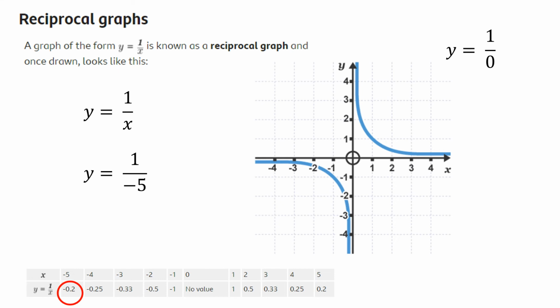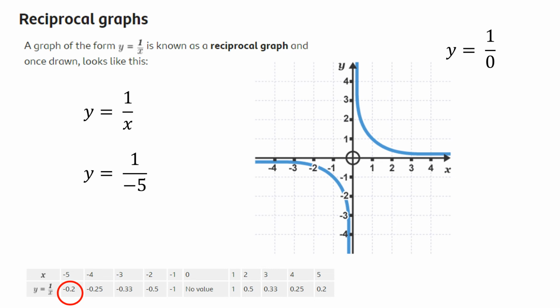And if we work up through the x values, eventually we would get to 0. And y equals 1 divided by 0 is going to give us no value. It is undefined. In fact, if you've got an iPhone and you ask Siri to divide 1 by 0, often it gives you quite an amusing answer.